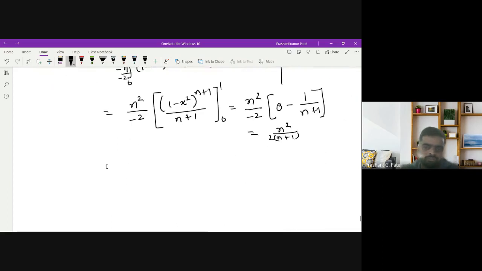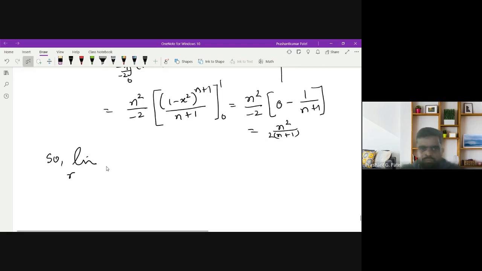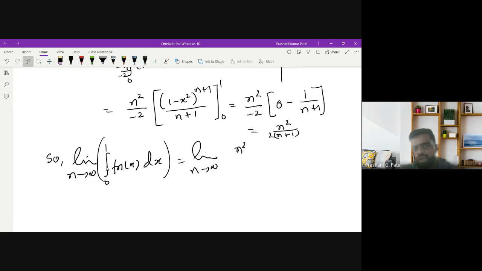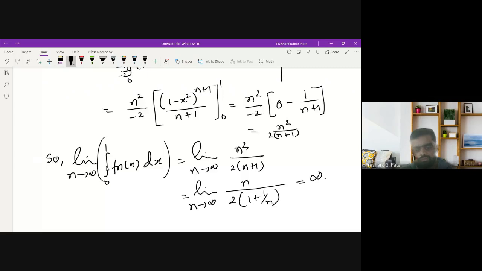If I take the limit n tends to infinity of the integration from 0 to 1 of fn of x dx, it will be the limit of n tends to infinity of n square upon 2(n plus 1). Since the numerator is increasing faster than the denominator, because it is an n square function and the denominator is a linear function, obviously n square will win. Or if you don't understand in that manner, you just multiply and divide by n square. So this is n tends to infinity of n upon 2 into 1 plus 1 by n. So this gives you infinity. So this side is infinity.